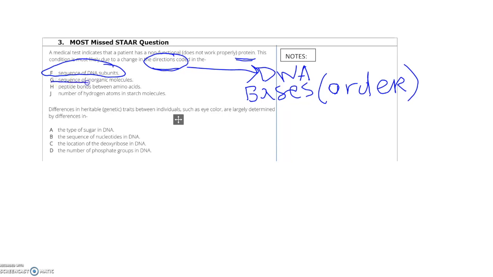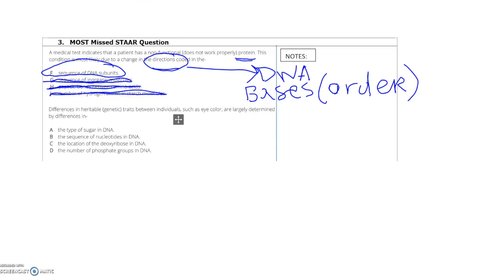We don't really care about these inorganic molecules. Peptide bonds are not going to mess up the coding, and hydrogen bonds or hydrogen atoms are not going to affect anything having to do with protein coding.